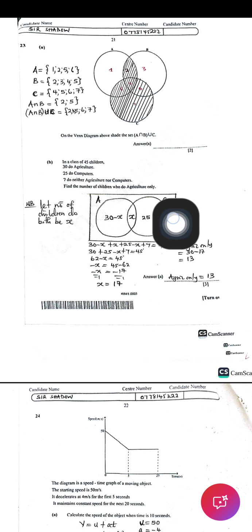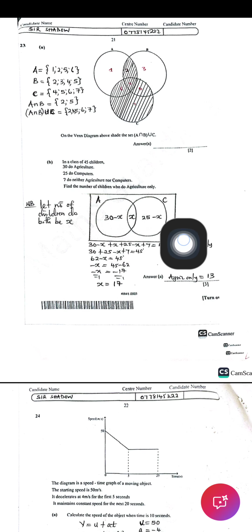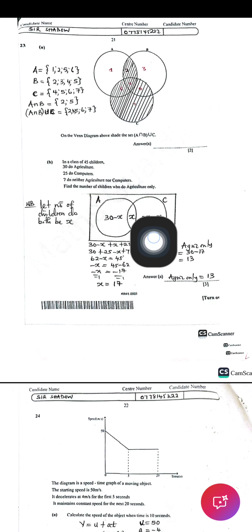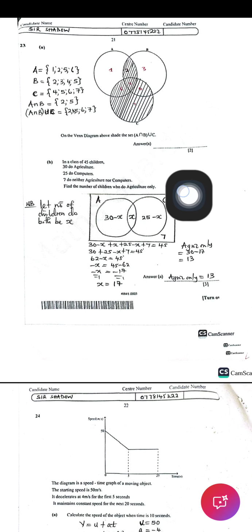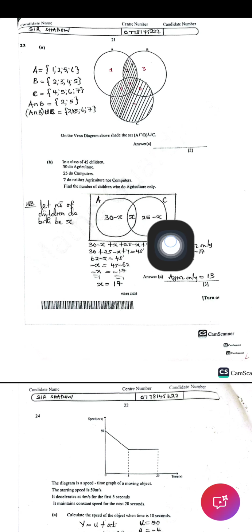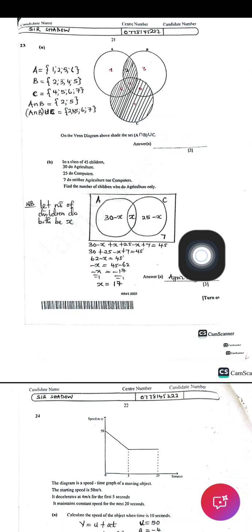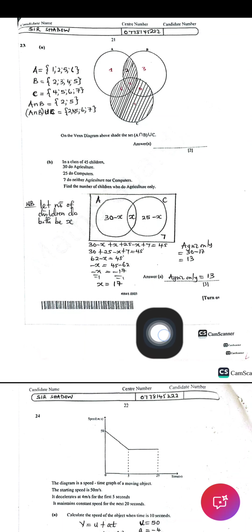Then at some point you may be asked to find the number of learners who do computers only. Computers only is 25 minus 17. You just say 25 minus 17, then you get 8. So 8 is the number of learners who do computers only. But in this case we were not asked to find the number of learners who do computers, but the number of learners who do agric only. Right, so here is the solution for the number of learners who do agric only.